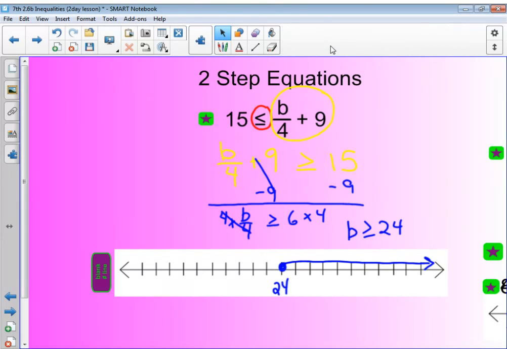You should have gotten B is greater than or equal to 24. So you should have had a filled in circle on 24 with your arrow going to the right. That's it for this lesson. So good luck with this one. Just remember you're combining lessons 2.6, those two-step equations, along with working inequalities. Good luck with this one.